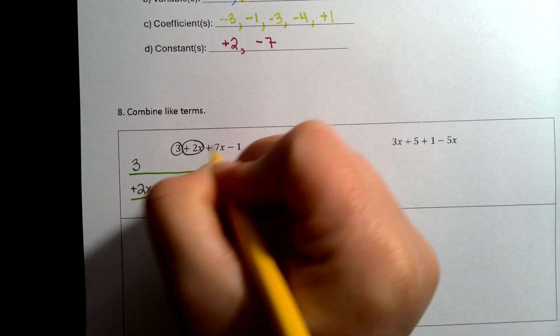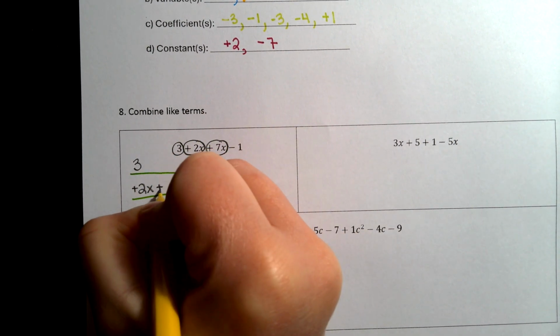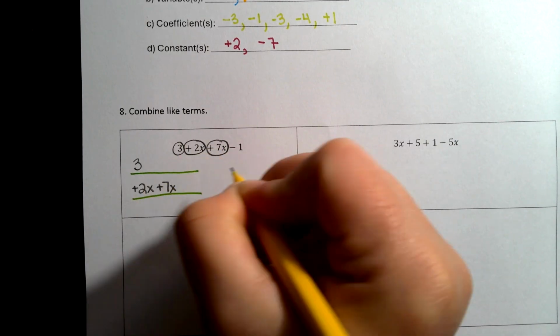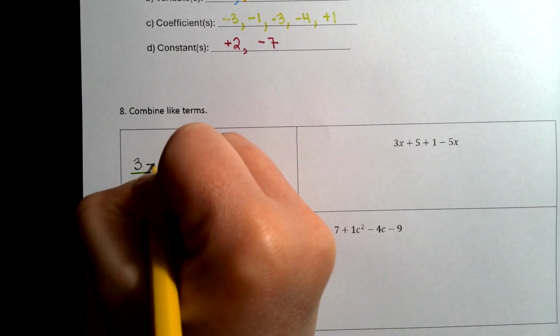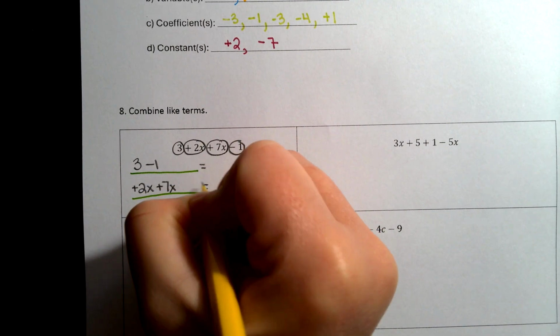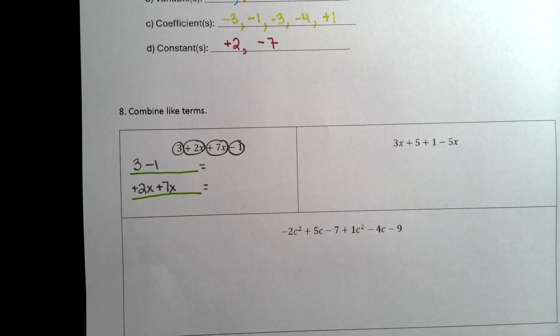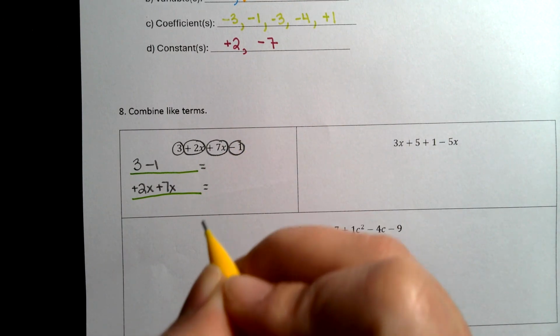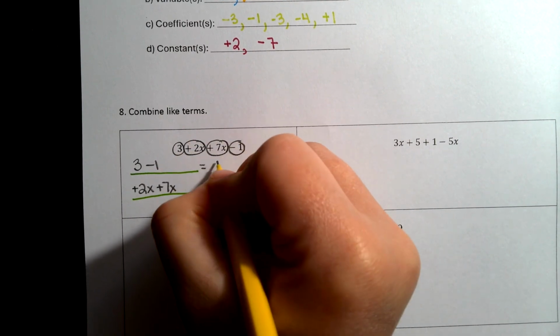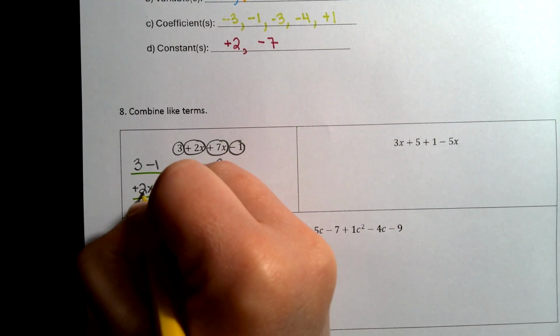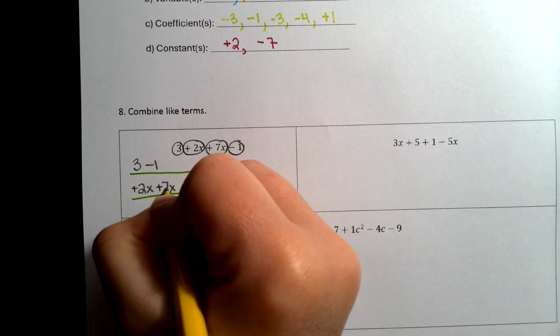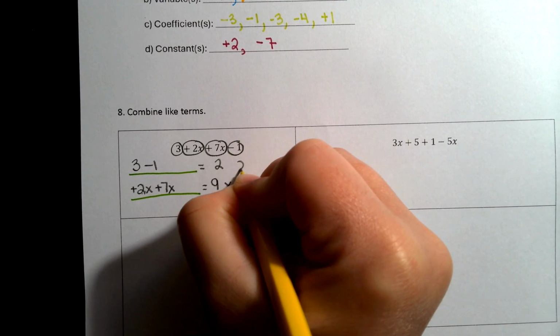+2x gets its own line because it has an x. +7x has an x, so it goes with the 2. And -1 has no letter, so we go here. Next, we're going to go ahead and add and subtract. So 3 minus 1 is 2. 7 plus 2 x's, 7, 8, 9. And then we would write our answer.